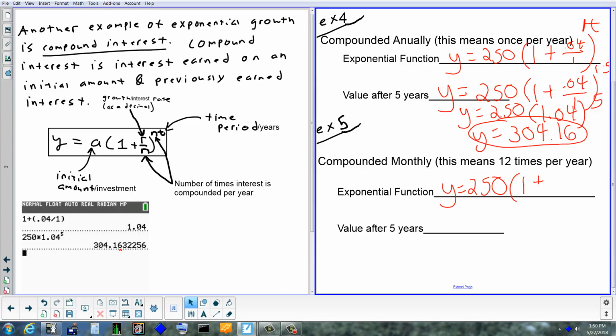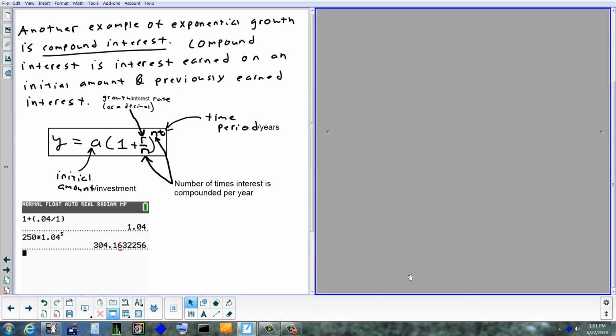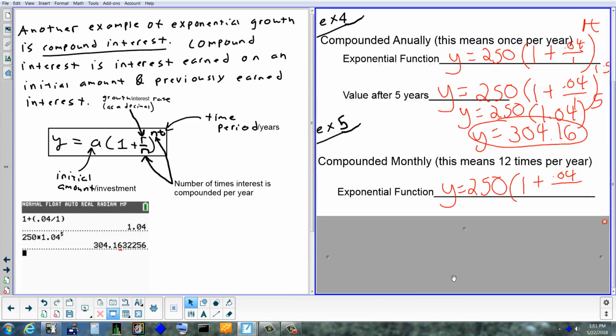1 plus 0.04. Mr. Hager, do we want to put everything in here and then we'll solve? Is that what you're looking for here? Yeah. Okay. So for the exponential function, we're just plugging in everything we don't know. Let's pretend we don't know the number of years yet. Correct? Yes. All right.